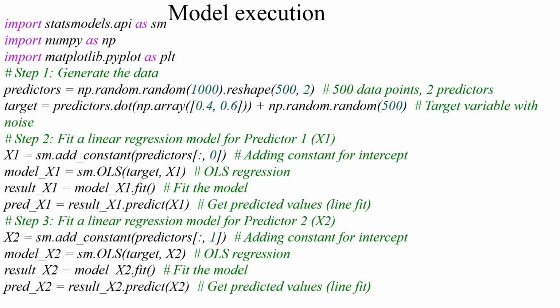We'll see one example using Python: how do we build the model? Here we are going to use statsmodels, because ordinary least squares is in statsmodels. Then this is the application programming interface, so we are going to use the API data from statsmodels and name it sm. Then NumPy we know, and we need the plot as well, so we are going to use the pyplot function from the matplotlib library.